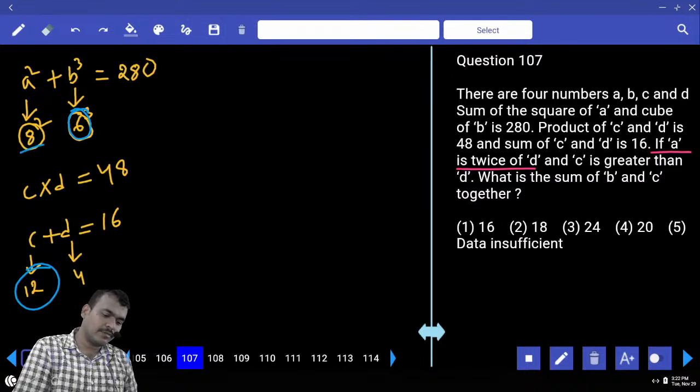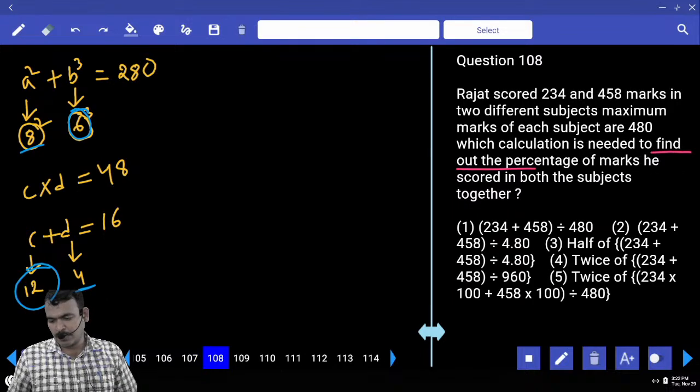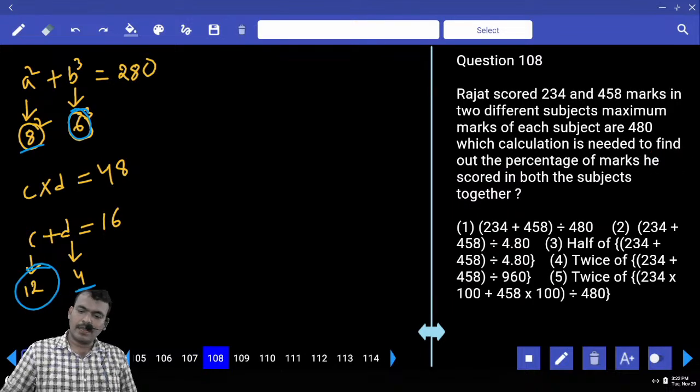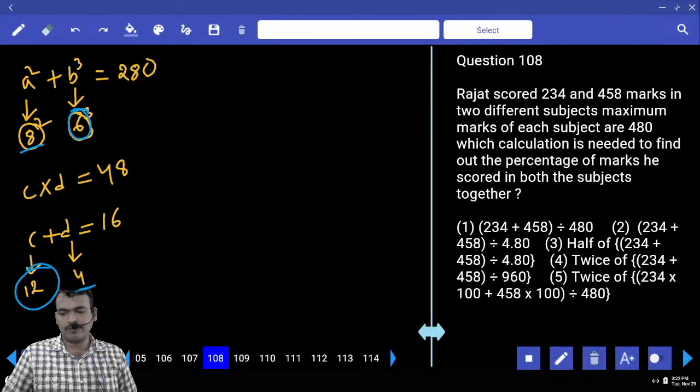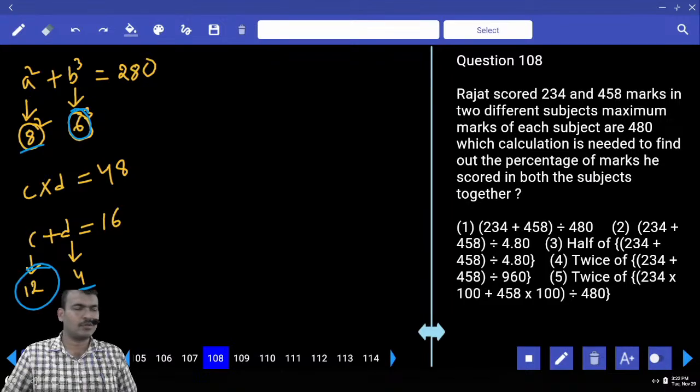A is twice of which one? D value. 8 is twice of 4 or not? Next question number 108. Rajat scored 234 and 458 marks in 2 different subjects. Maximum marks of each subject are how much?